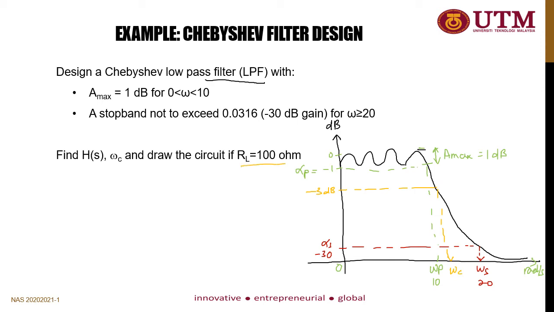Given RL equal to 100 ohm, you need to find the H(s), meaning that you need to get the actual transfer function, and you need to know the H and S first before you can get it. Draw the circuit, meaning that you need to have the final circuit, so you need to have the normalized circuit first, and then convert it into the final circuit. I would recommend you draw the filter response. That's marked for steps.